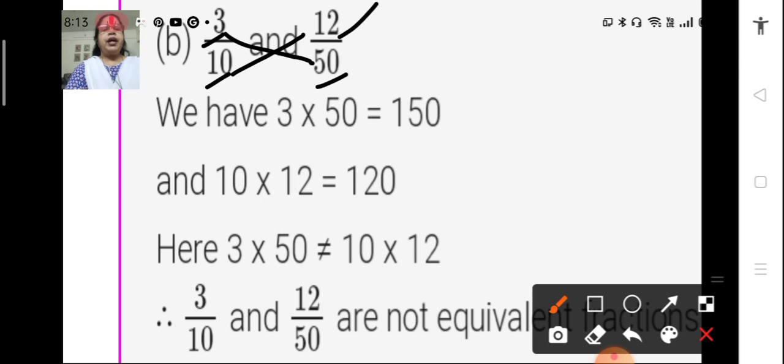So if we multiply 3 by 50, what do we get? We get 150. And if we multiply 10 and 12, what do we get? We get 120. So both the products are not equal. So can we call these fractions equivalent? No, they are not equivalent.